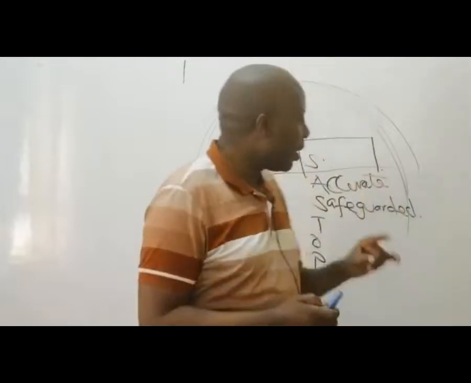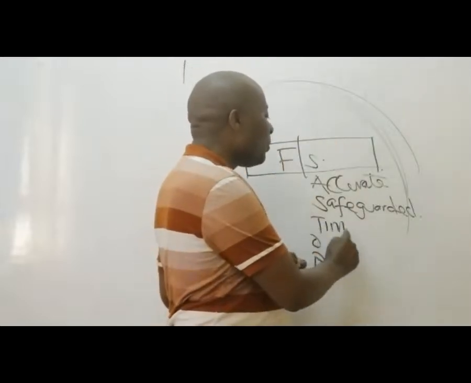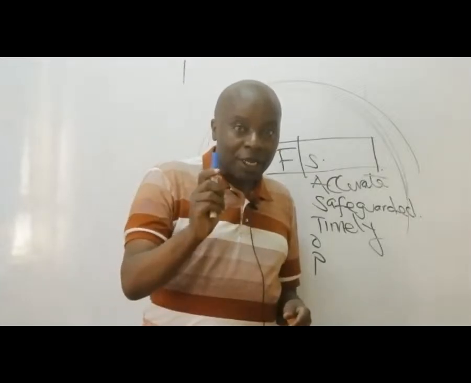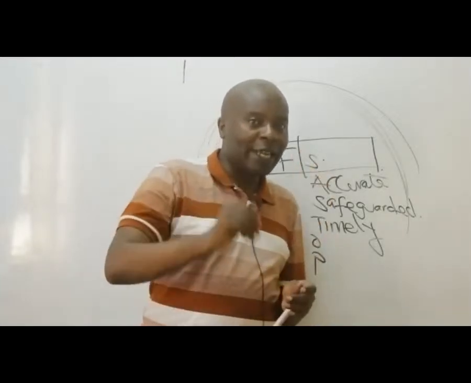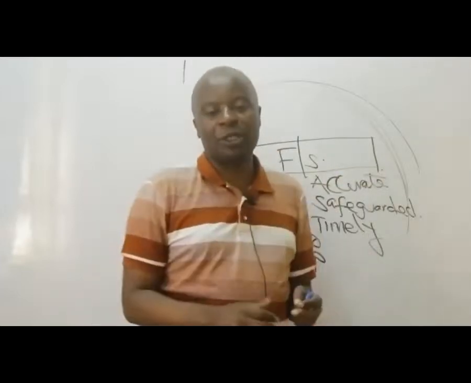So safeguarding of the assets, and of course, ladies and gentlemen, if internal control systems are very strong, then we should be able to get reports on a timely basis. Anybody, including the CEO, whenever they want any report, will simply go to the ERP system and they're able to pull a report in good time.